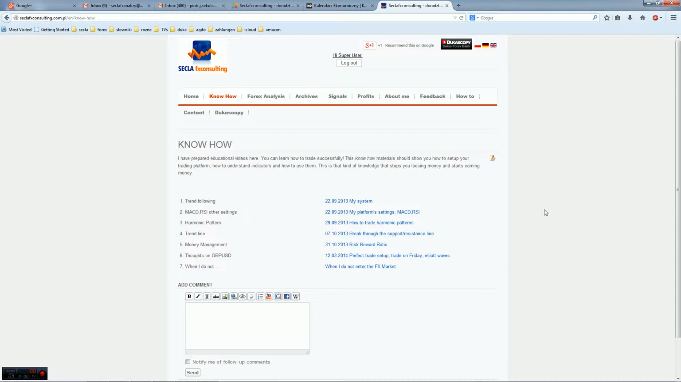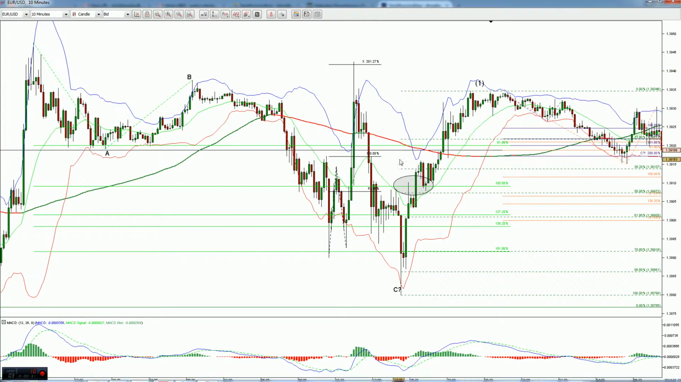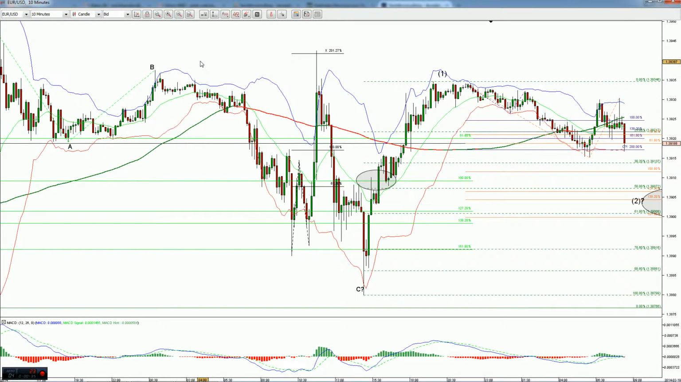Okay, as you probably know or heard about the Elliott theory, there is a certain development, a certain structures regarding waves on the financial markets. And for this case, I'd like to talk about a possible development on this EURUSD chart.